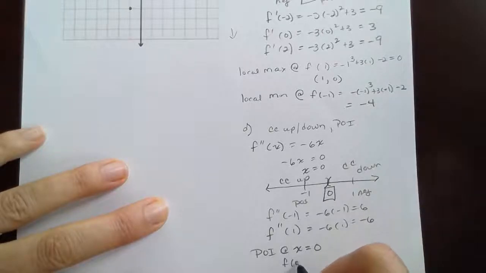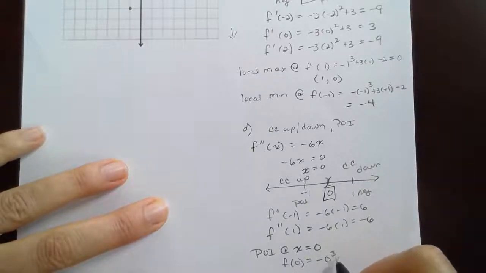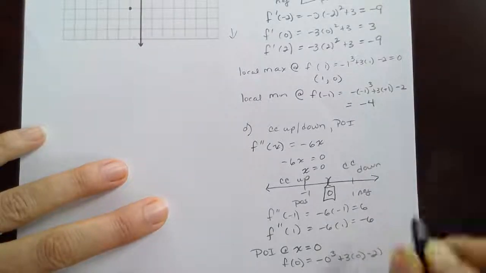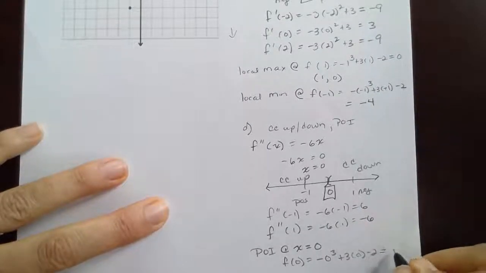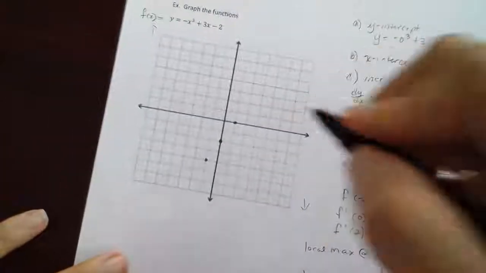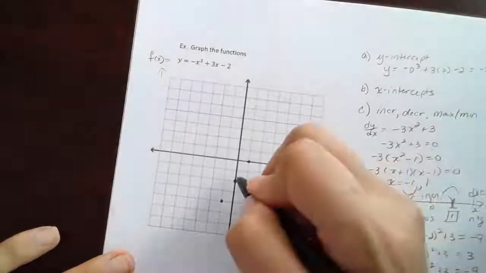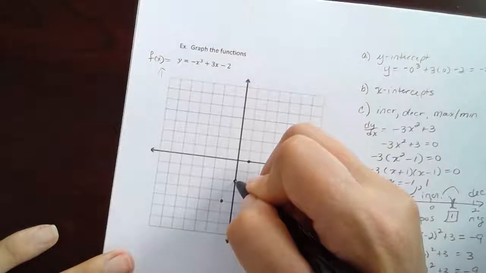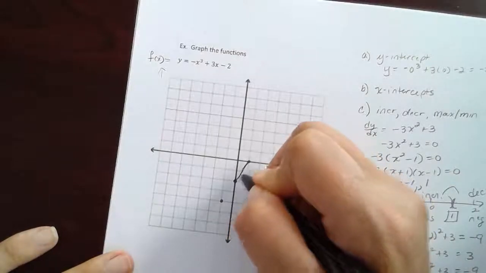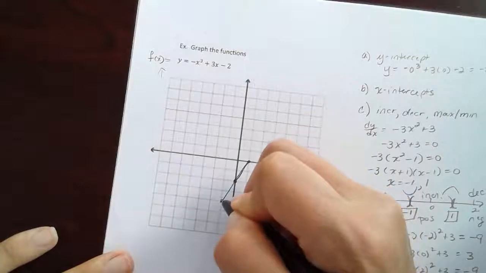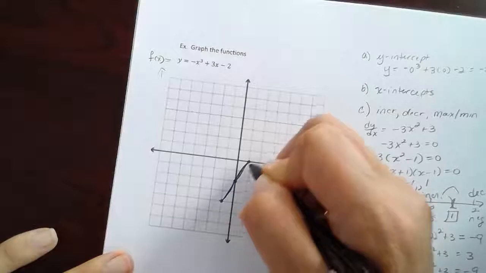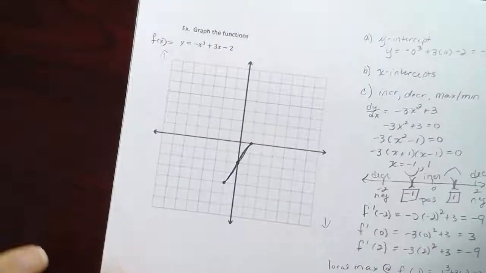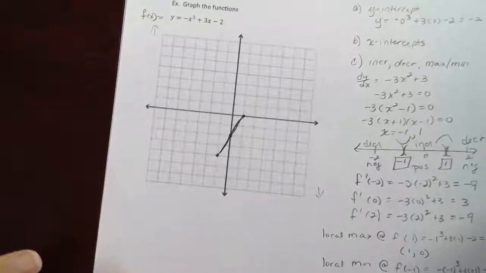And f of 0 will be -0 cubed. Actually, we know this is the y-intercept, but -0 cubed plus 3 times 0 minus 2, which is equal to -2. And we already have that plotted. Okay, so that means on this particular graph, we're concave down on this side and concave up on this side. These are hard to draw. Perhaps you're more of an artist. Okay, so it has that little kind of an S curve in there.